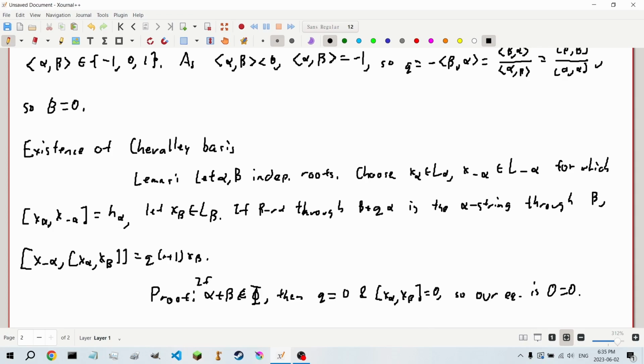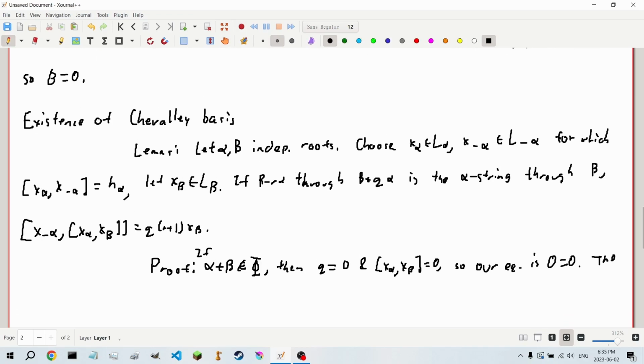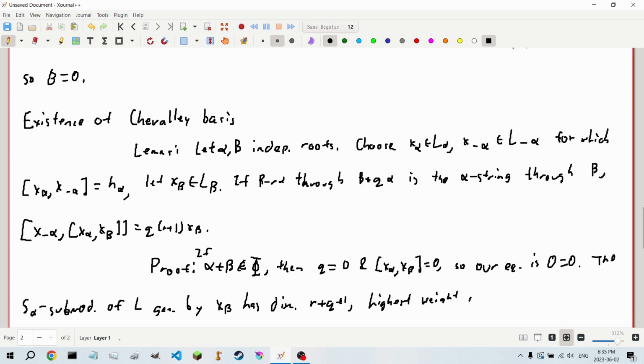Now for our general case, we're going to, of course, work with the adjoint representation of S alpha, which we remember is isomorphic to the rank 2 special linear Lie algebra on F. So we see that the S alpha submodule of L generated by x beta has dimension r plus q plus 1, which is the number of roots in the alpha string through beta, and highest weight r plus q.